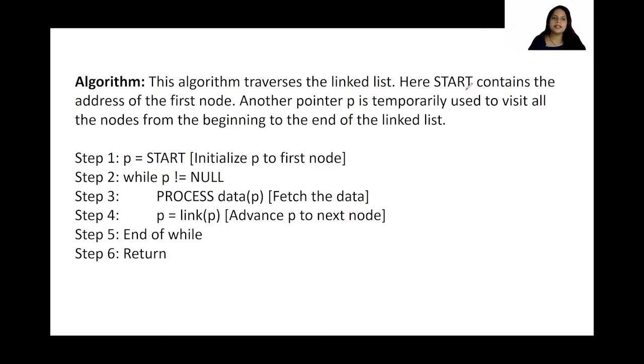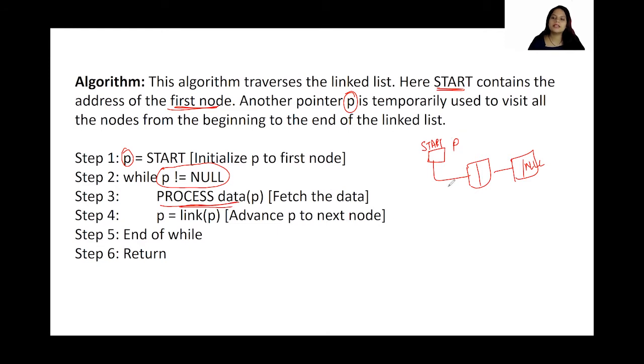Here start contains the address of the first node. Another pointer P is temporarily used to visit all the nodes from the beginning to the end of the linked list. Okay. So we are going to create a node P, which we set to start. This is my start, and these are my nodes, right? So I'm going to say P is equal to start, and then while P is not equal to null, until the P value becomes null, I'm going to process the data of P.